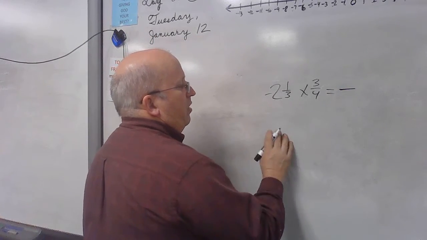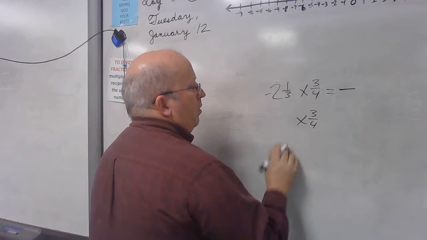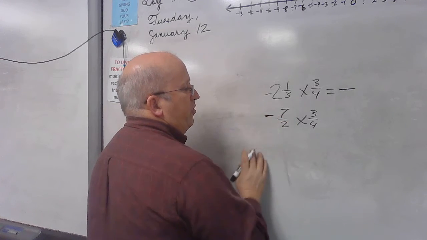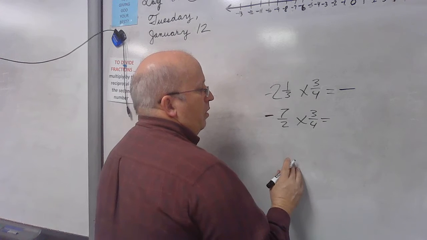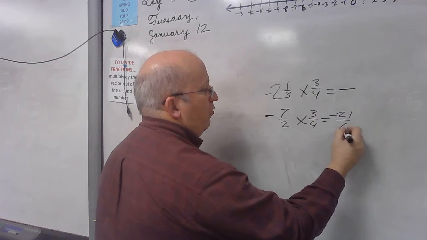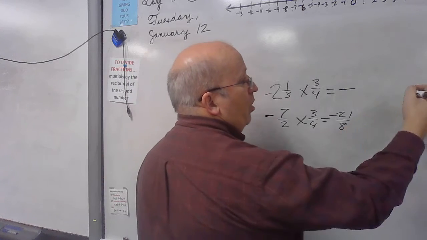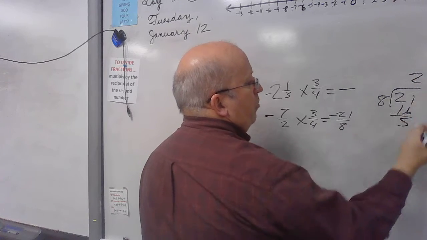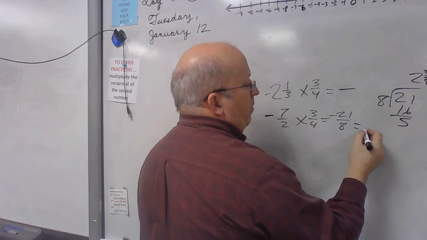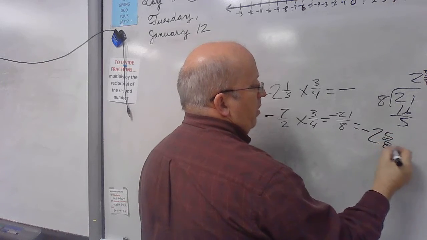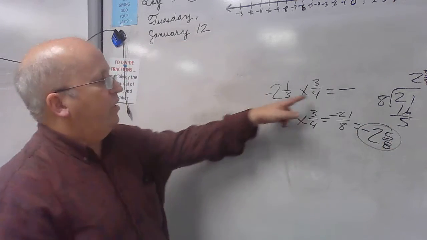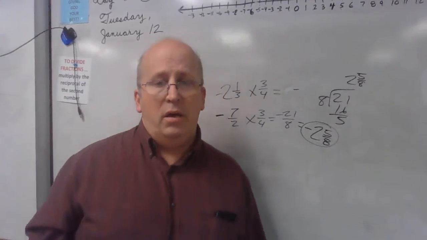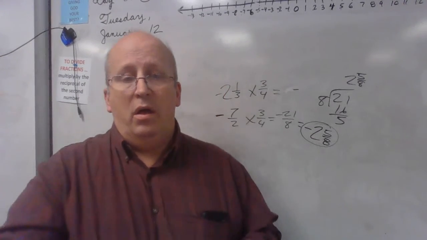Next thing I'm going to do is change this back into a fraction form, right? 3 times 2 plus 1 is 7 halves. So we got negative 7 halves times 3/4. What does that equal? Negative 21 over 8. And if I do the long division thing, 21 divided by 8, I get 2 5/8. But it's going to be negative 2 5/8, right? Because we said that right at the beginning, didn't we? So negative 2 5/8. Anyway, any questions? Talk to me. Other than that, thank you.